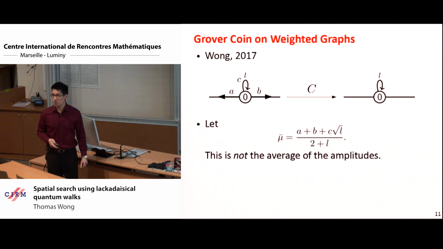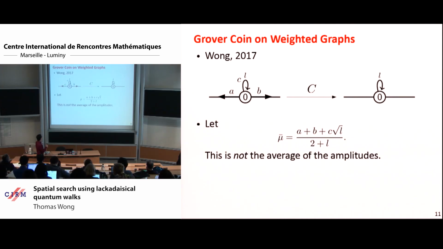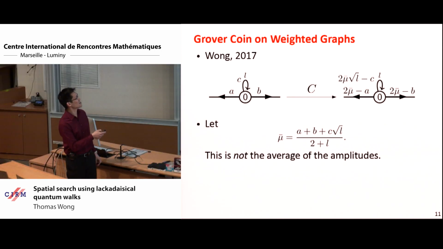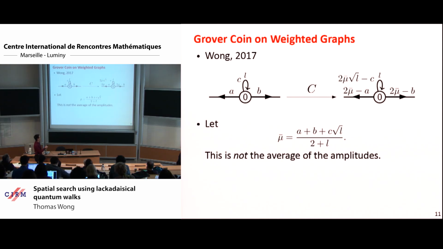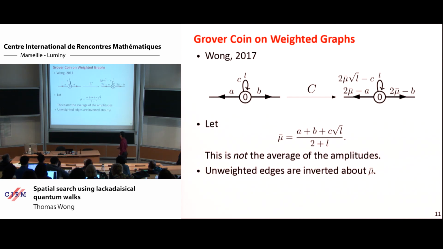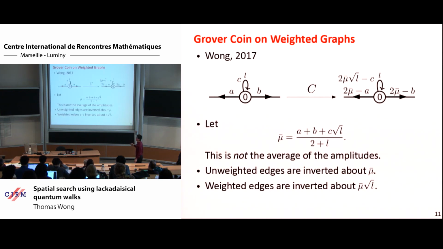And what this generalized Grover coin does on a weighted graph is amplitude A becomes 2 times this non-average minus A, B becomes 2 times this non-average minus B, and C becomes something a little different. It's 2 times this non-average, times the square root of L, minus C. So A and B get inverted about this mu bar. So unweighted edges are inverted about this quantity. And then C is inverted about this thing times the square root of L. So that acts a little differently. And you can generalize this to whatever weighted graphs you want. So this is actually just quantum walk on a weighted graph now.